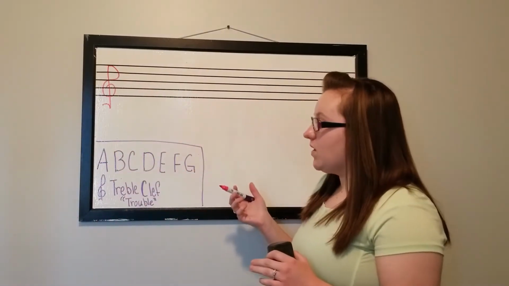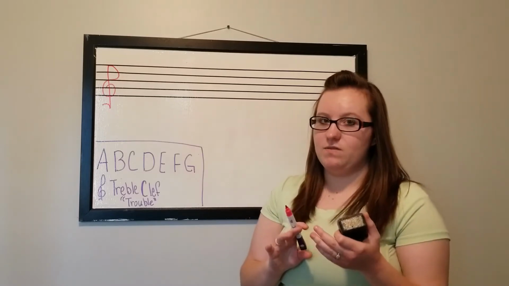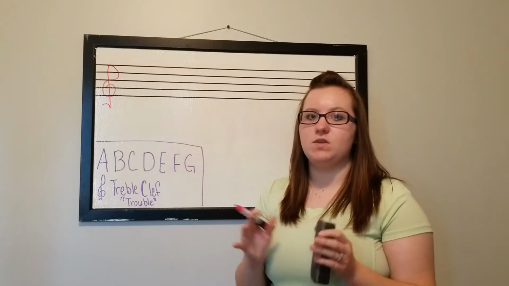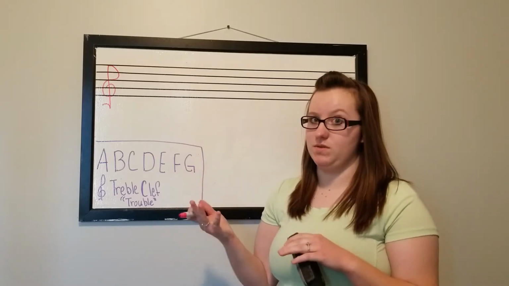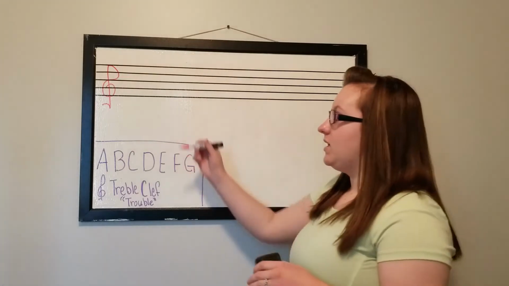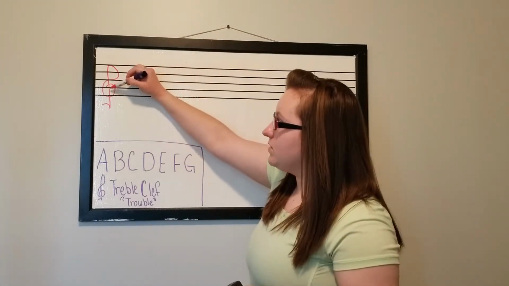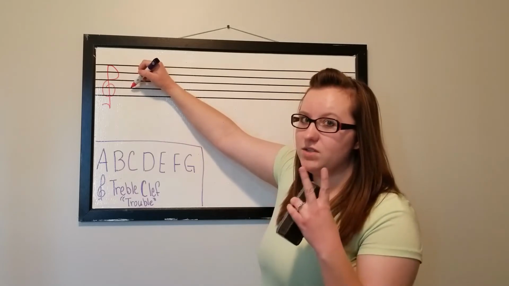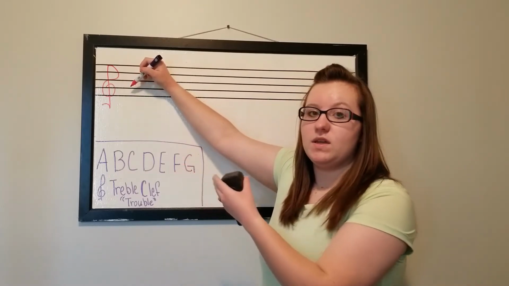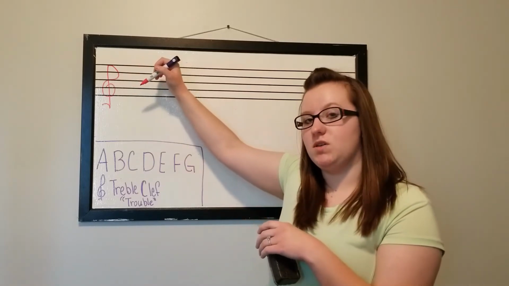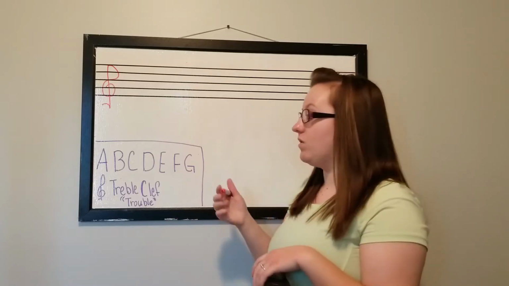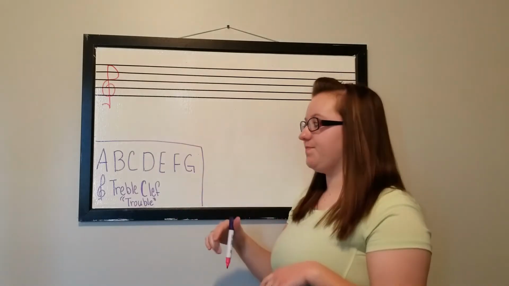It is also known as the G clef. That may seem kind of confusing now, but it'll make sense later as you become more familiar with how to read music. The reason it is called the G clef is because this bottom part circles around line 2. Line 2 in treble clef is where the note G goes. So that's why it's called the treble clef, or known as the G clef.